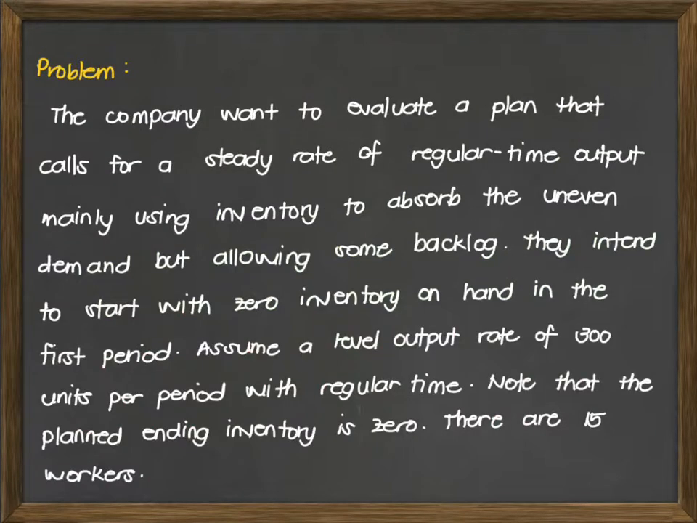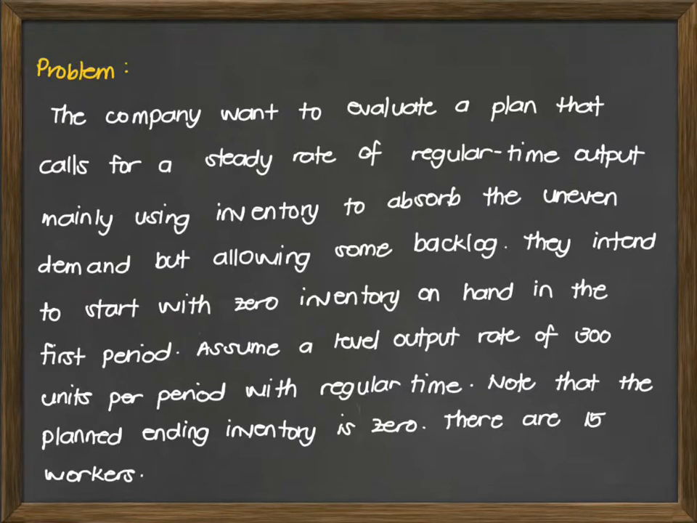Now, for the problem, the company want to evaluate a plan that calls for a steady rate of regular time output, mainly using inventory to absorb the uneven demand but allowing some backlog. They intend to start with 0 inventory on hand in the first period. Now, assume a level output rate of 300 units per period with regular time. Note that the planned ending inventory is 0 and there are 15 workers.